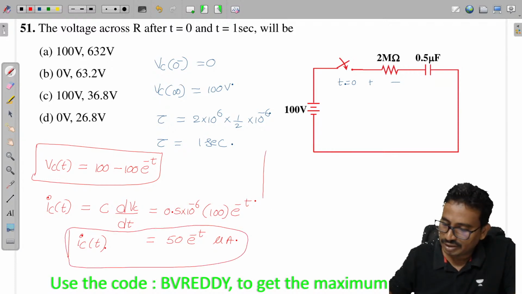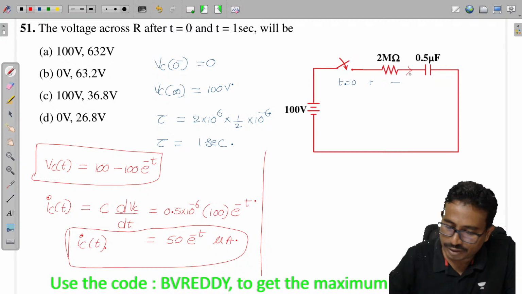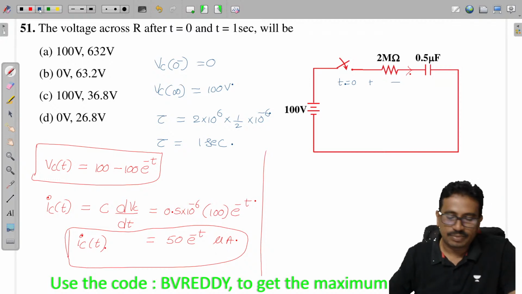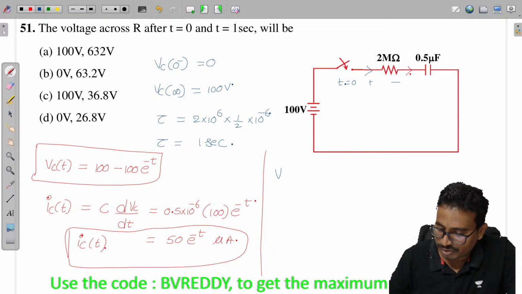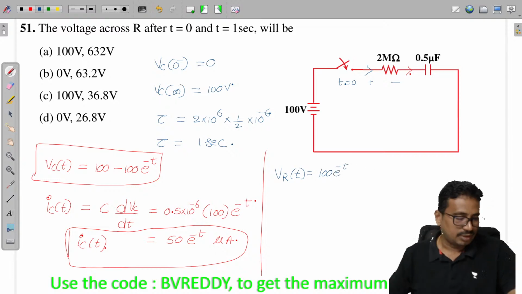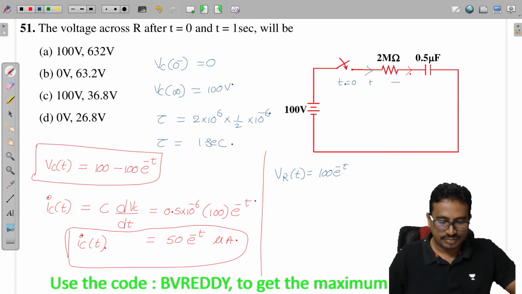We got it like this. Now whatever current is flowing through the capacitor, the same current passes through the resistor also now here. So from this I can get the voltage VR of t, which is equal to, what we can say here, 2 mega. So what we'll get now here is 100 into e power minus t. Check it here. This is my voltage.